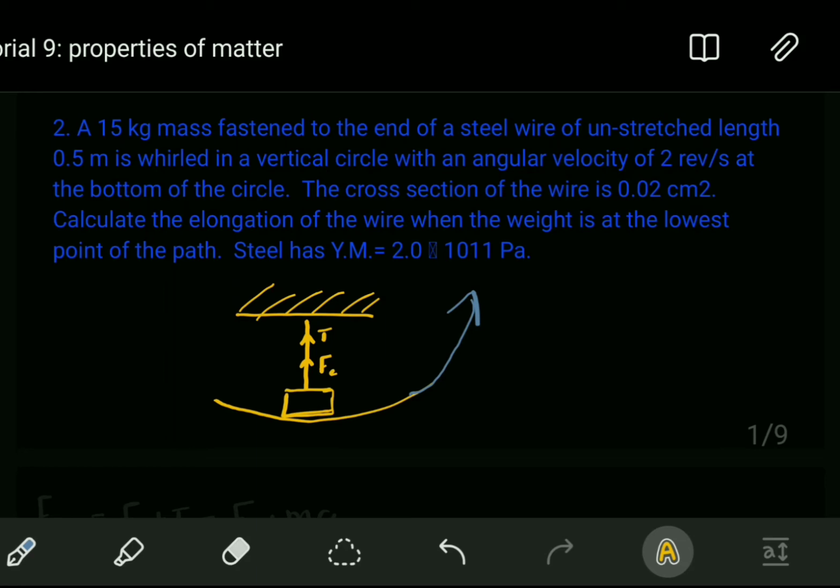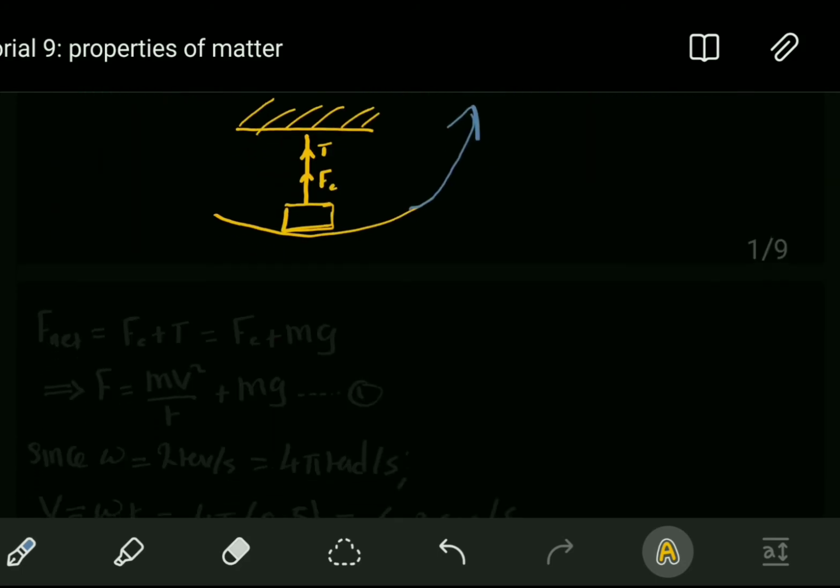Okay, so the first thing we should note here is that since this mass is going in a circular path and it's fastened to a central point, we know that there is a centripetal force acting on this. Also there is a tension in the cord, therefore we are going to have a net force with the tension and the centripetal force. So let's take a look below here.